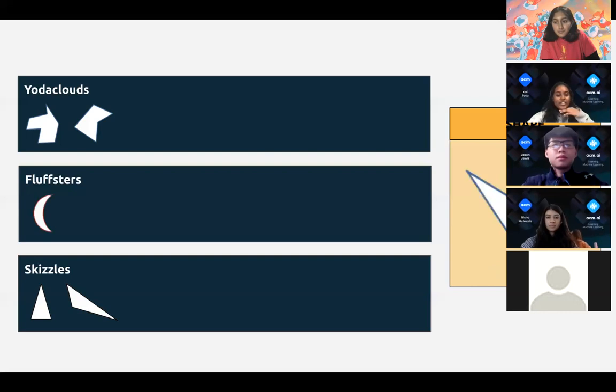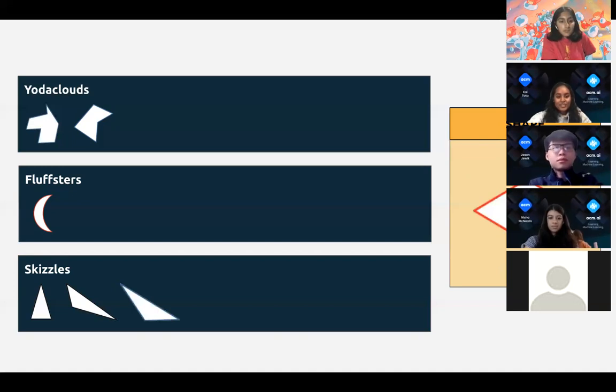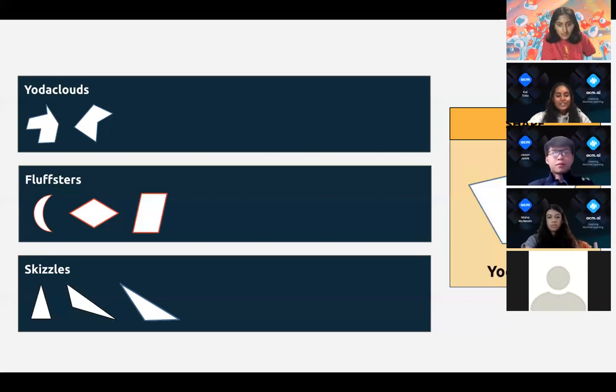So hopefully you guys have a better idea of what each type of shape is, and you're better able to guess and categorize each one. So what do you guys think about this one? Okay, skizzle, good job. What about this one? All right, I see a Yoda cloud in there. Lots of fluffsters. Okay, it is a fluffster. And this one, this is our second to last one. Right, fluffsters. Good job. And then last but not least, oh, I just gave it away, but it is a Yoda cloud, my bad.